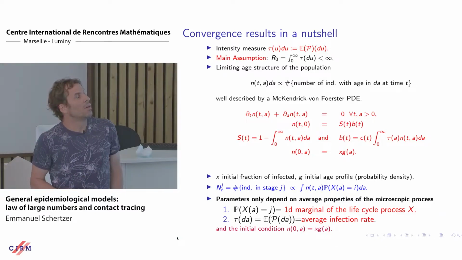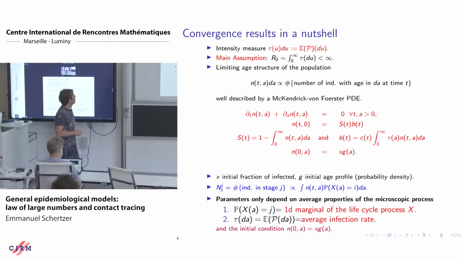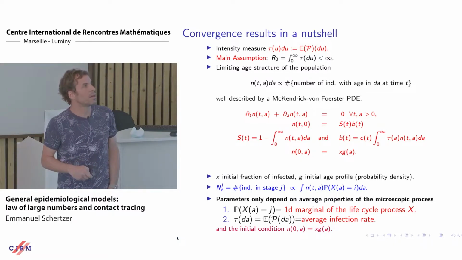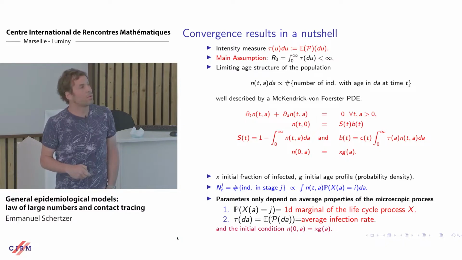Okay, so there is a law of large numbers. This quantity is random, but it converges to a deterministic limit, and this deterministic limit, the age structure at time t, is described in terms of the McKendrick-von Foerster PDE. If you're not used to this PDE, let me just describe it to you in a few words.